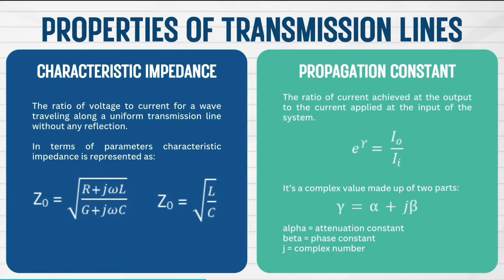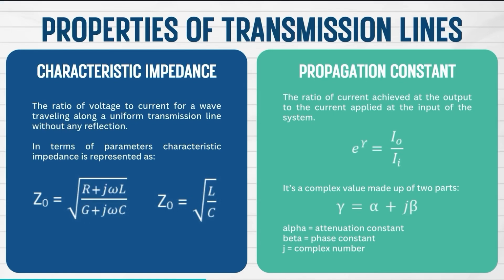Firstly, characteristic impedance, often written as Z0, is the ratio of voltage to current for a wave traveling along a uniform transmission line without any reflection. In terms of parameters, in a lossless line, characteristic impedance is determined entirely by the inductance L and capacitance C per unit length, and is given by Z0 = √(L/C). Next is the propagation constant.